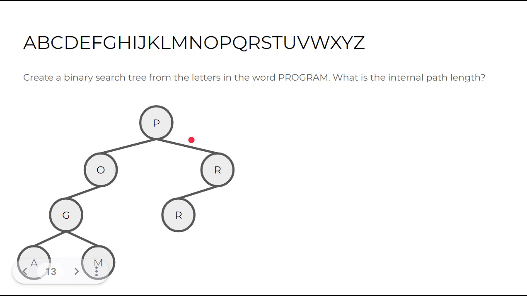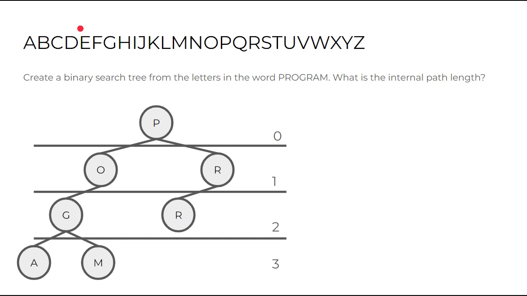Now the question's asking us to calculate the internal path length. So if you're doing this out on paper, this is where you'd write in all the depths. I can show the depths on screen. So P has a depth of 0. O and R have a depth of 1. G and the second R have a depth of 2. And A and M have a depth of 3.